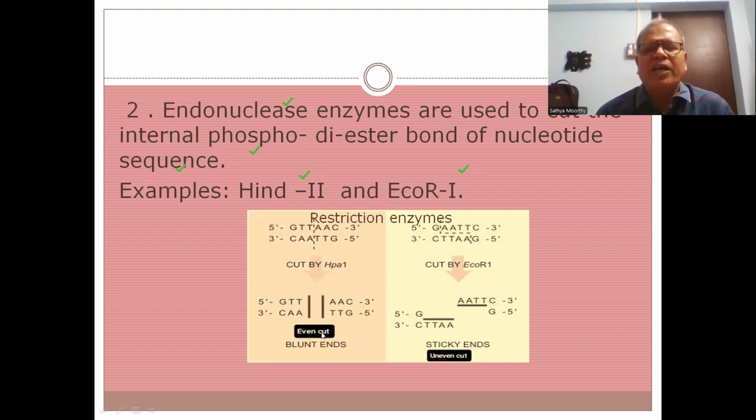See this picture here. Some restriction enzymes create even cuts in 2 strands because DNA is made up of 2 helices or 2 strands. Some restriction enzymes have got the ability to cut the 2 strands in the same position. We are calling it as even cut, which leads to the production of blunt ends. But some restriction enzymes create uneven cuts. See here, first cut here, in the opposite strand, the cut is here. So this is called uneven cut, and it creates sticky ends. So restriction enzymes create even as well as uneven cuts in the DNA strand. Okay.